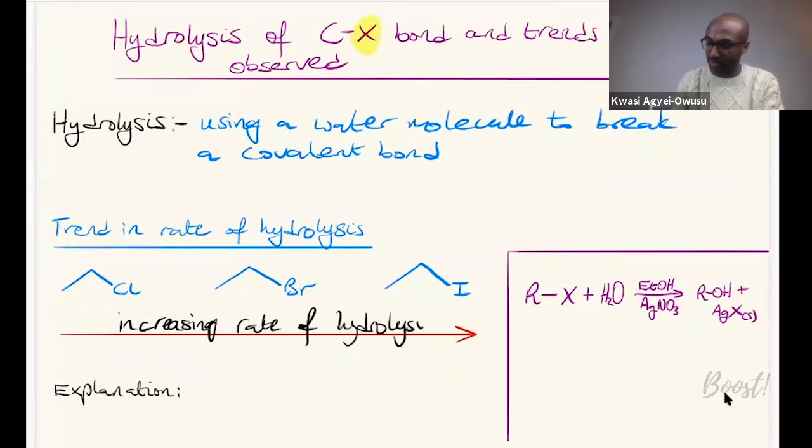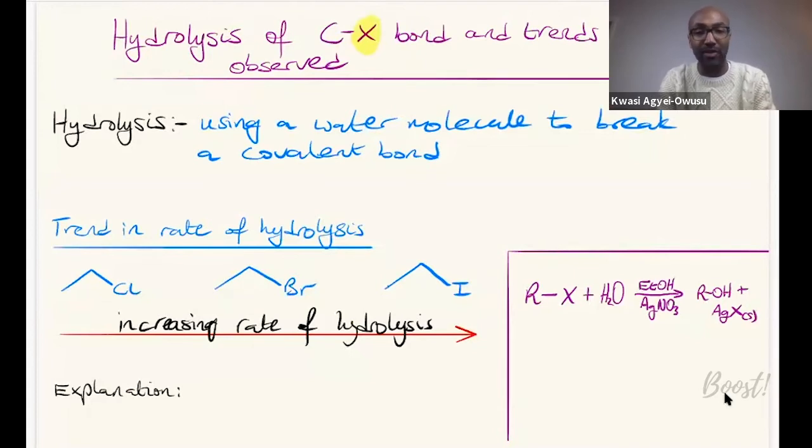Okay, and I suppose the question is, why should that be the case? Why should it be that when you change from a chlorine bonded to a carbon to a bromine bonded to a carbon, you should be able to hydrolyze that carbon-bromine bond much more easily? Why should it be the case that you are able to hydrolyze the carbon-iodine bond a lot more easily than the carbon-bromine bond? Well, it all comes down to the bond enthalpy, so the bond energy, how much energy is required to break that carbon-halogen bond.